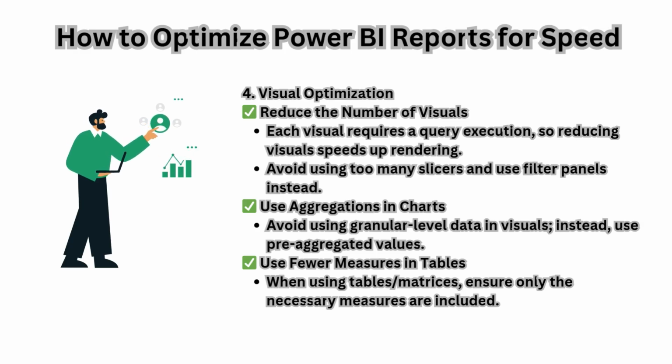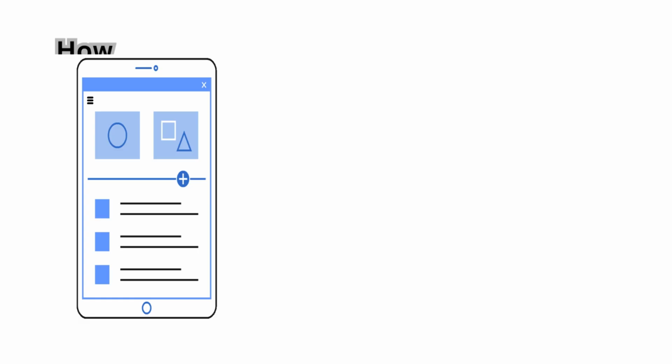Use aggregations in charts. Avoid using granular level data in visuals. Instead, use pre-aggregated values. Use fewer measures in tables. When using tables and matrices, ensure only the necessary measures are included.